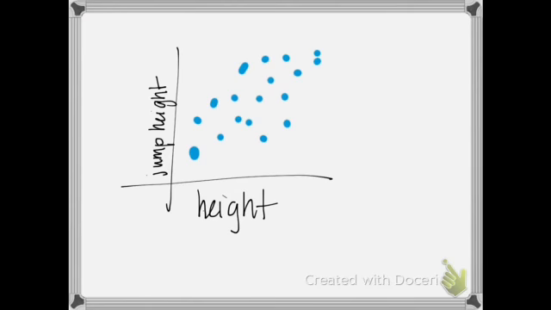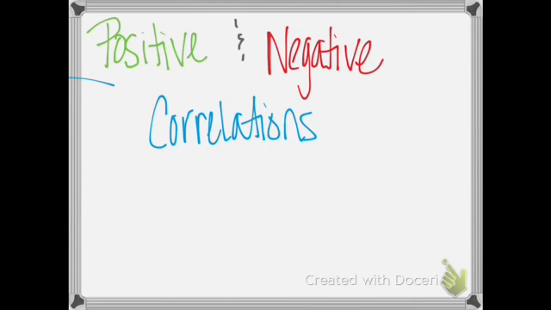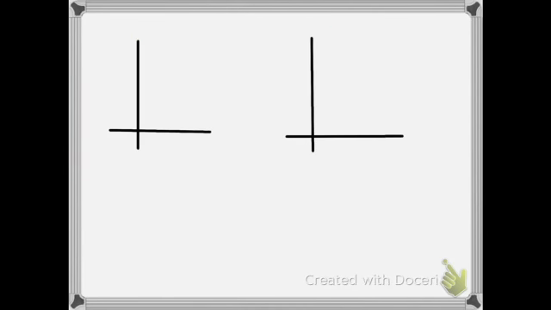So now we've got this thing that we want to add, and it's called correlations. And you can have a positive correlation or you can have a negative correlation. Now, you've heard me say before, your behavior is directly correlated to your grades. So that meant there was a relationship, right? So how you behave affects what your grades look like. Well, same kind of thing here.